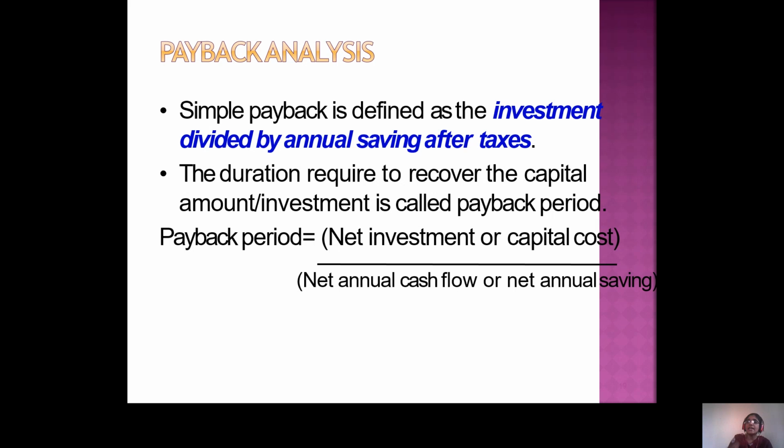If the net annual cash flow or net annual saving is the same, then it is even. If it is odd, I will do it in a different way. If it is even, the same amount is received each year. So net investment 10,000 divided by 2000 gives 5 years. So payback period equals net investment or capital cost divided by net annual cash flow or net annual savings.